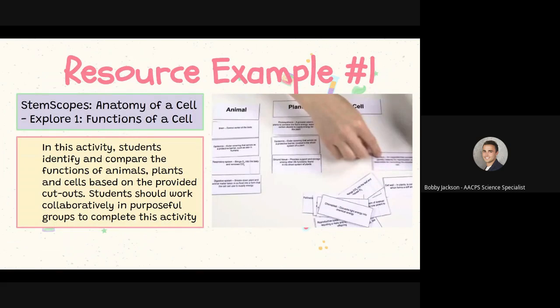Let's look at some resources in our curriculum that are available to you to help you teach this standard. Our first example is from STEM Scopes, Anatomy of a Cell, Explore 1, Functions of a Cell. In this activity, you are giving students small cutout cards in regard to animal, plants, and cells. Students identify and compare the functions of animals, plants, and cells based on the provided cutouts. Students should work collaboratively in purposeful groups to complete this activity.